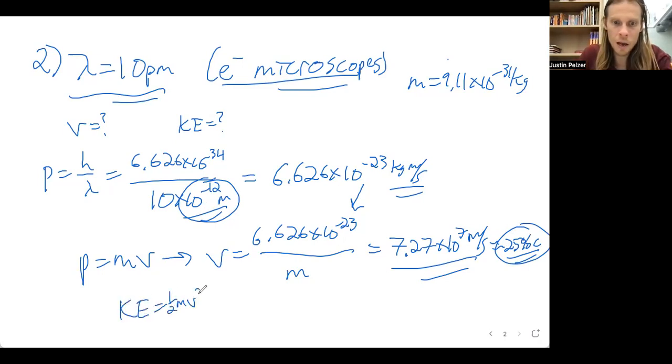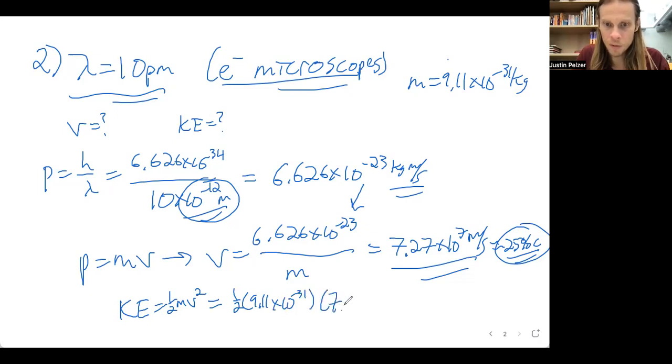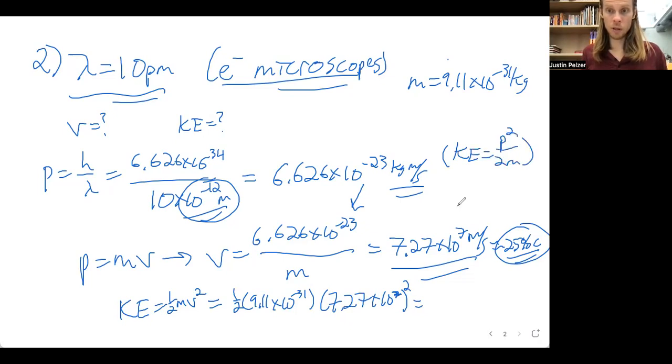Any faster than that, you're definitely going to need to use relativity formulas. But close enough for 1/2 mv squared, why not? It's close enough, let's do it. So you get 1/2 times 9.11 times 10 to the negative 31 times 7.27 times 10 to the 7 squared. And you get something, let's see if I can do it on my calculator. Or you can do p squared over 2m. Isn't that cool? You can do this squared over 2m, you'll get the same answer.